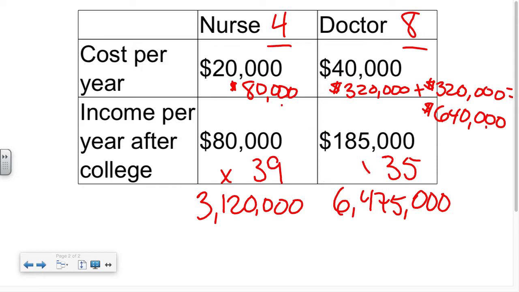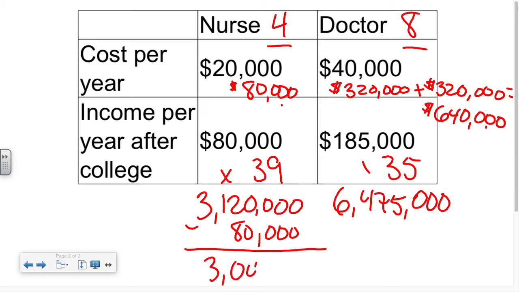Now, I need to factor in the total cost of getting to this point. As a nurse, I spent $80,000 in tuition, which means that overall, my net gain is going to be $3,120,000 minus $80,000. So this includes the cost of my degree. That means that I'm going to end up with $3,040,000.